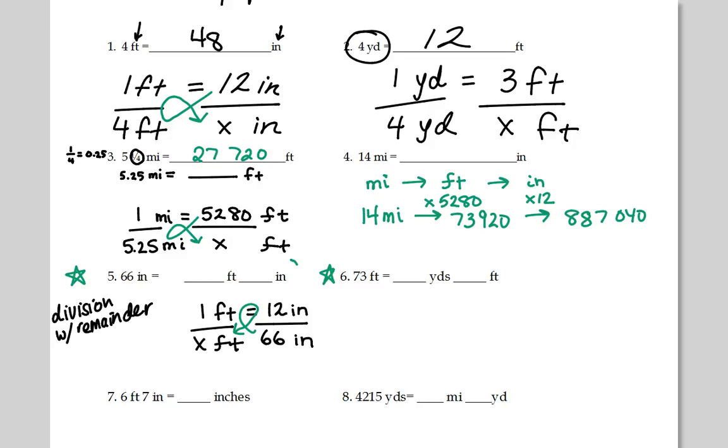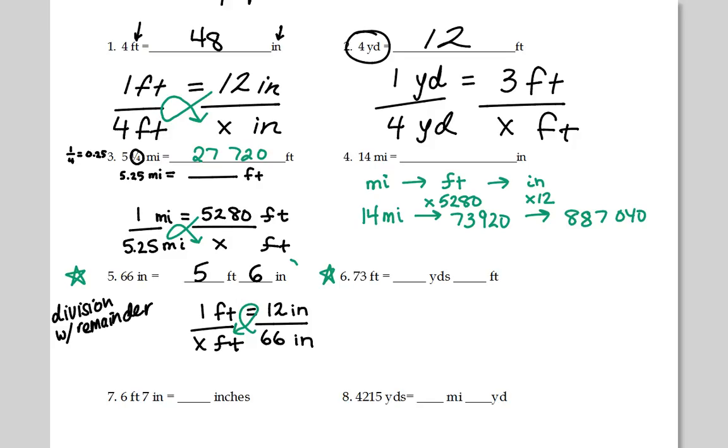66 divided by 12. Is that perfect? Does 12 go into 66 perfectly? No. Count by 12s with me. 12, 24, 36, 48, 60. So for sure you have 5 feet. How many left over? We're at 60, right? So 6 more.